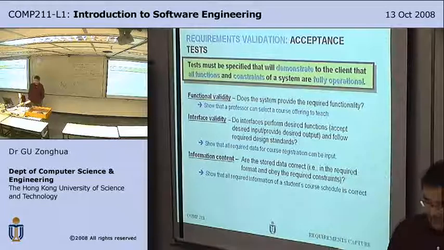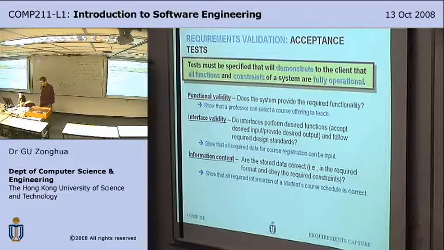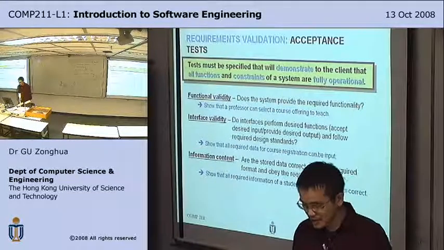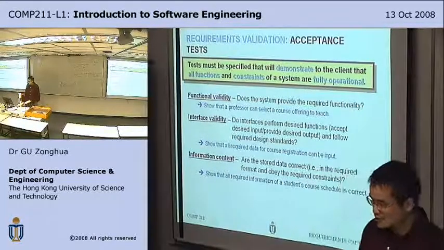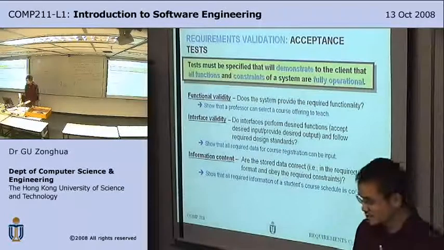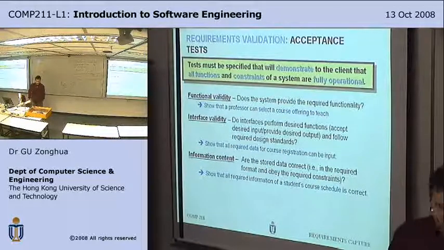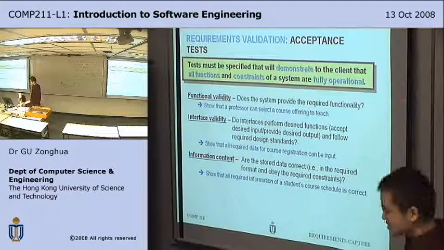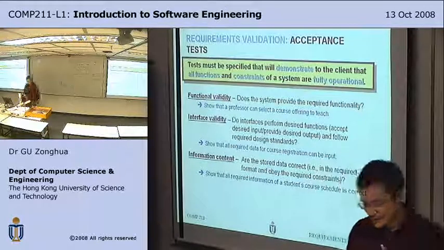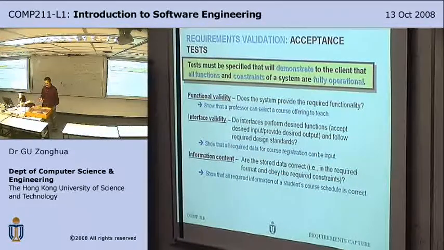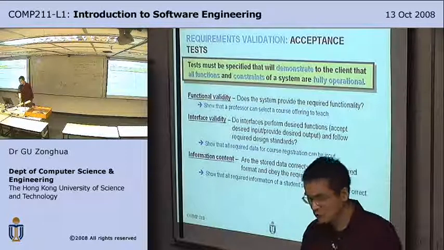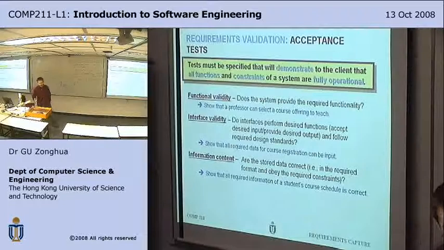Information content, are the stored data correct? So in the required format and obeying the required constraints. So this shows all the required information of a student's course schedule is correct by looking at the database after a student registers for a course. You can look at the raw database directly, look at the table directly, or you can do a later query to make sure that you pull up the correct information that you entered before.